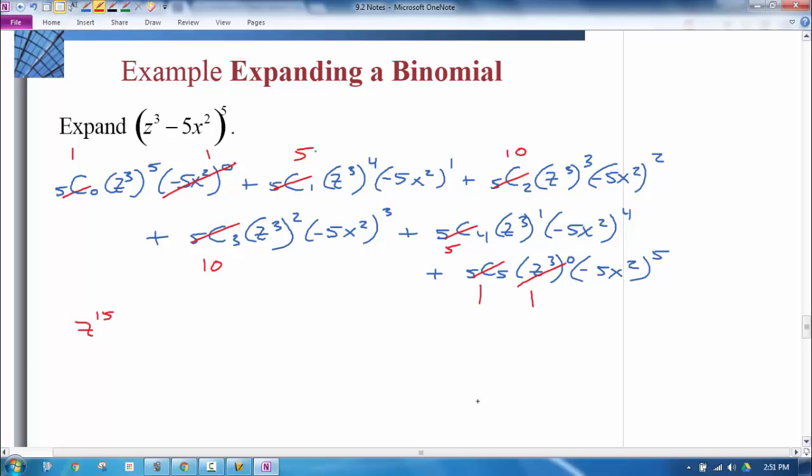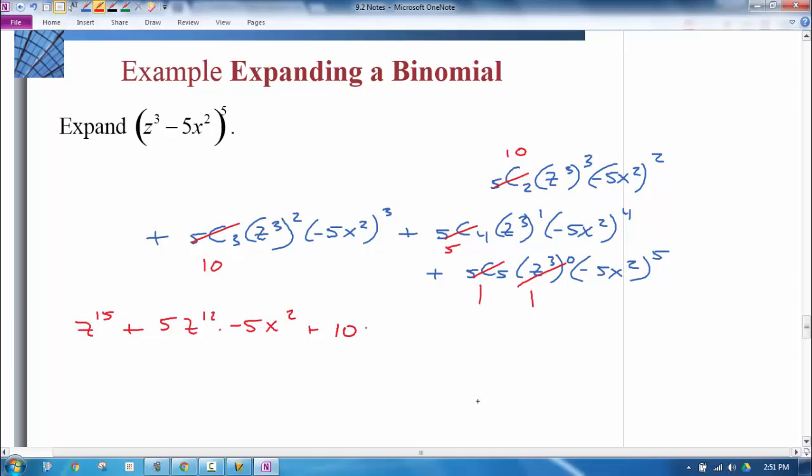And then you just follow this. So it's going to be z to the 12th. So I have 5z to the 12th, and this is negative 5x squared, so times negative 5x squared, plus, that takes care of this, so let me get rid of those. So then I have 10 times, this is z to the 9th, and the next one I have 25x squared. Okay, so that gets rid of that. Next one I have 10, and then I have z to the 6th power times negative 125, x squared cubed would be x to the 6th.